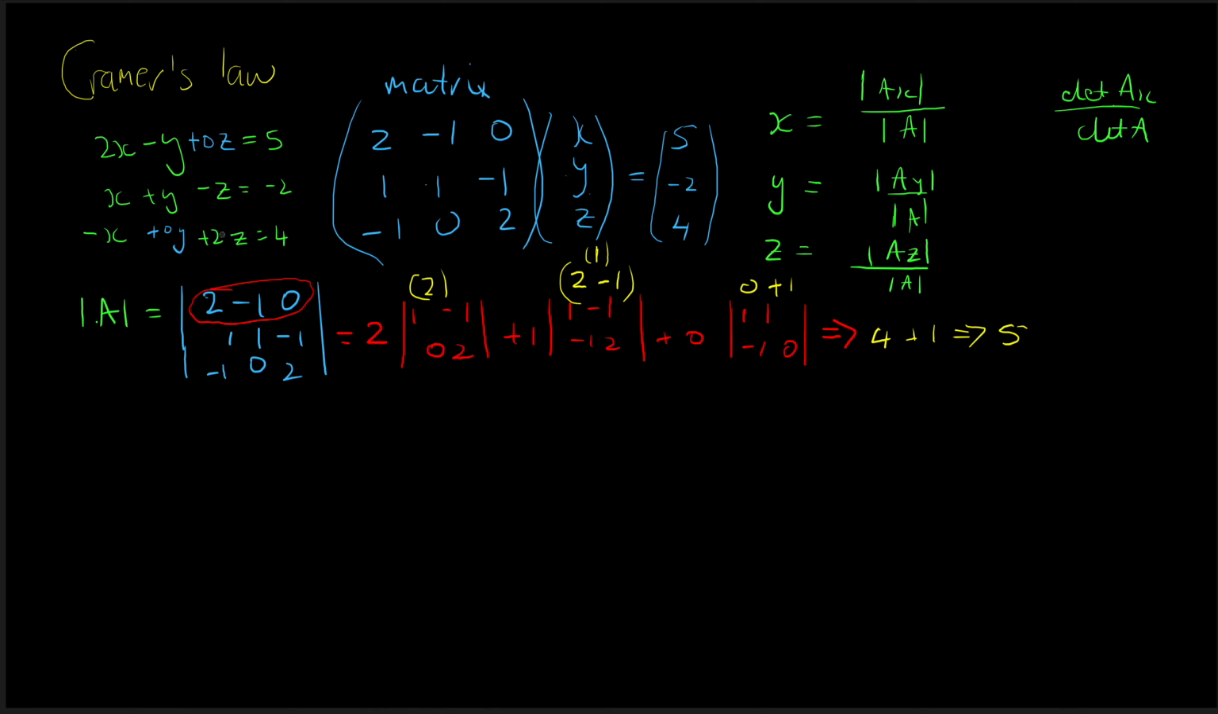Now we need to get Ax. Okay, let's use Ax. Remember Ax, we substitute the x column, which is this one here. We're going to substitute it with the answer column over there. So we're going to have 5, minus 2, and 4. And then the rest is going to be the same.